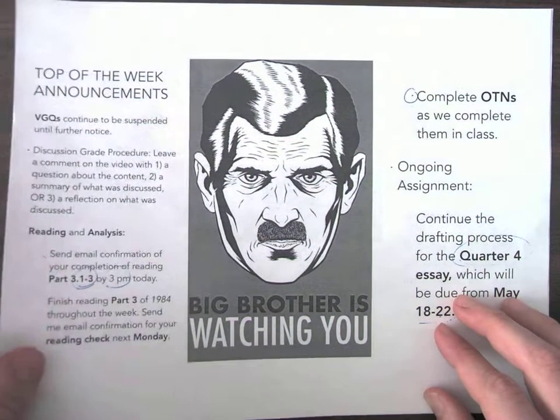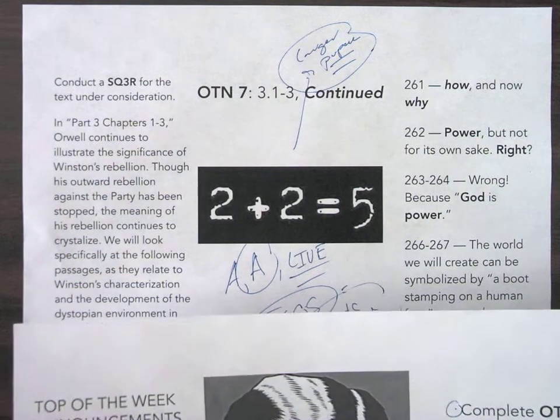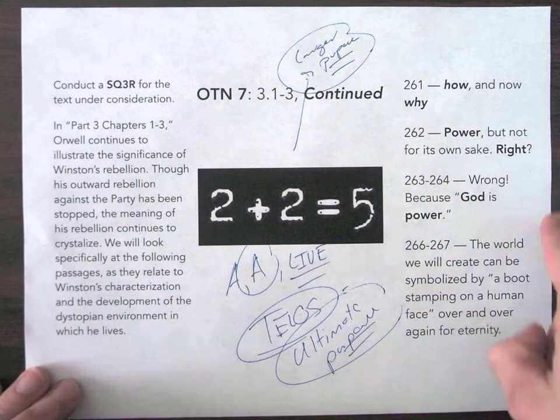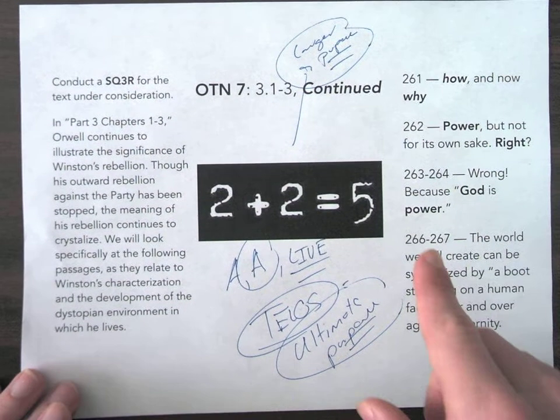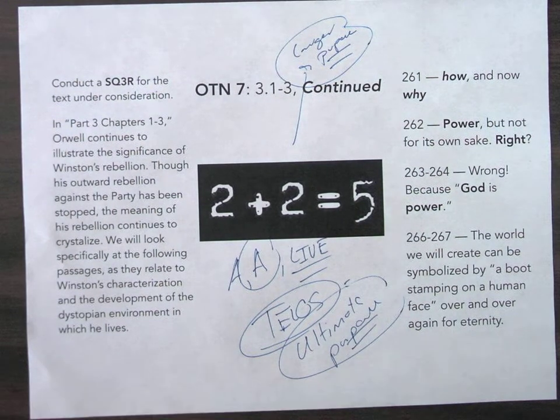Today we're going to be finishing up our work on OTN 7, which analyzes Part 3, Chapters 1 through 3 of 1984. Notice that we're going to be looking at a new selection of key passages on the right here, which deal with O'Brien's description of the ultimate purpose, the telos of the party's power, answering that all-important question that has been raised in the novel prior to this point: why is the party doing what they do, both to Winston as an individual and to Oceania on a society-wide level? Why do they do what they do?